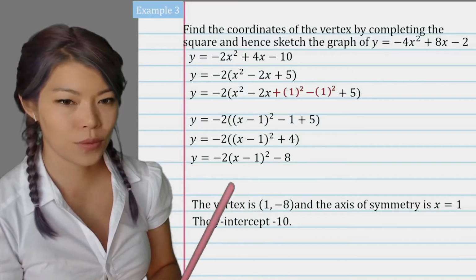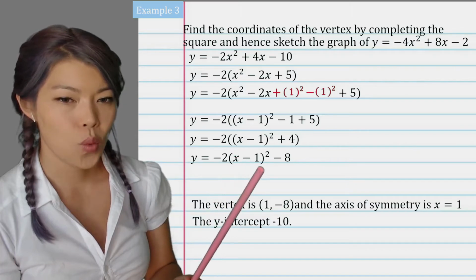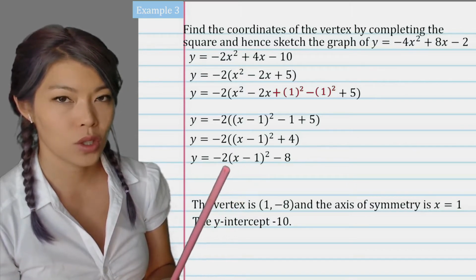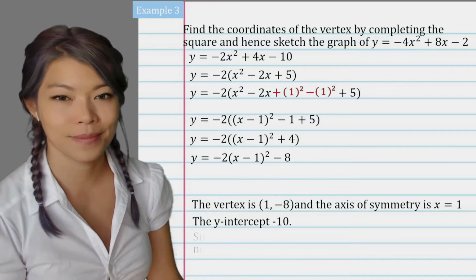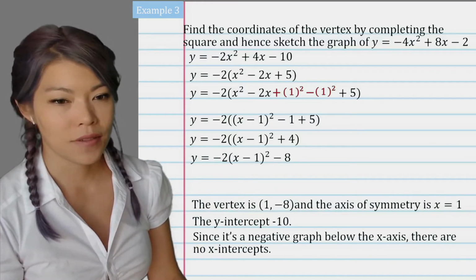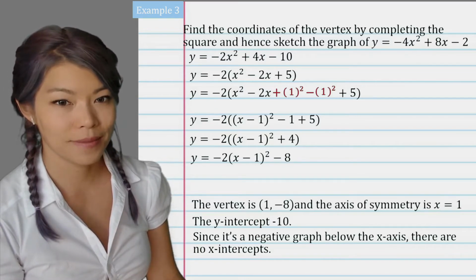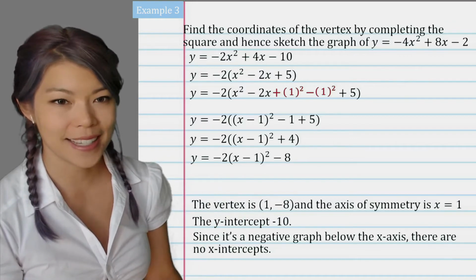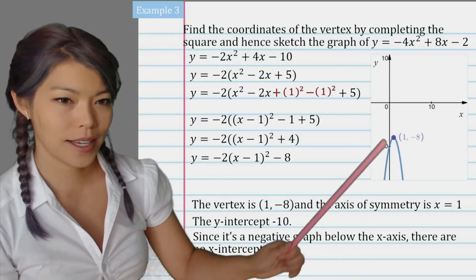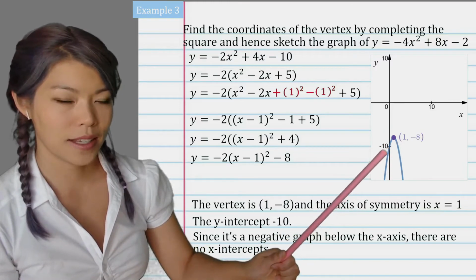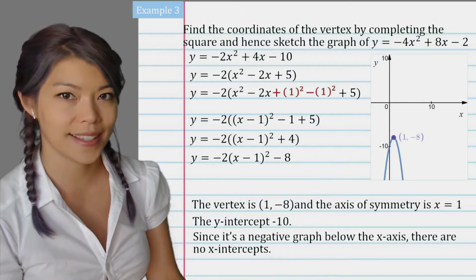The y-intercept, we can work that out by substituting x equals 0 in there. 1 squared is 1, times minus 2 is minus 2. Minus 2 minus 8 is minus 10. Since it's a negative graph, below the x-axis, there are no x-intercepts. So try to visualize these. Now let's sketch that. Negative, turning point there, the y-intercept, and because it's pointing downwards, we have no x-intercepts to worry about.